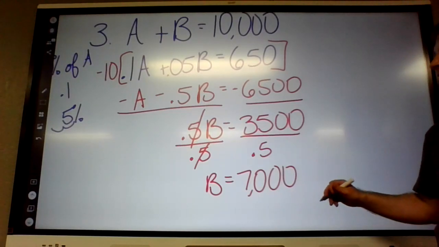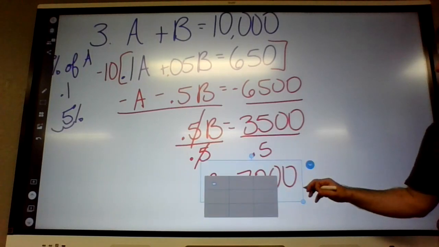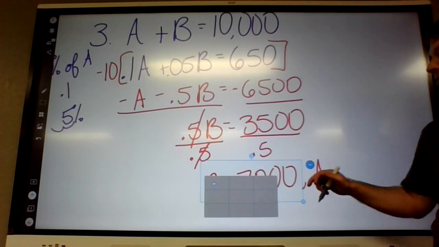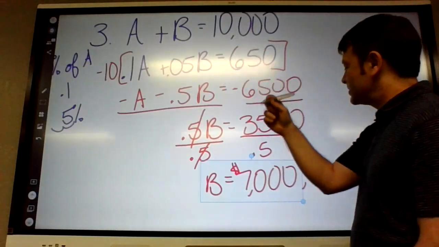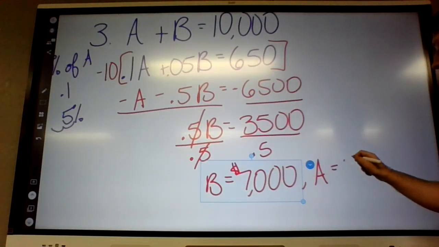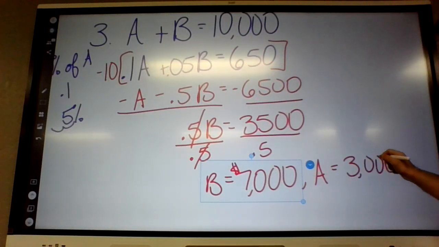Okay, so I got B is 7,000. So together they have to add up to 10,000, so investment A must be $3,000.